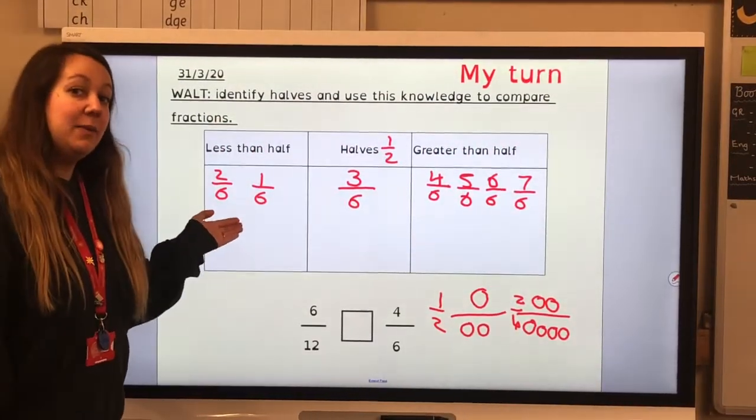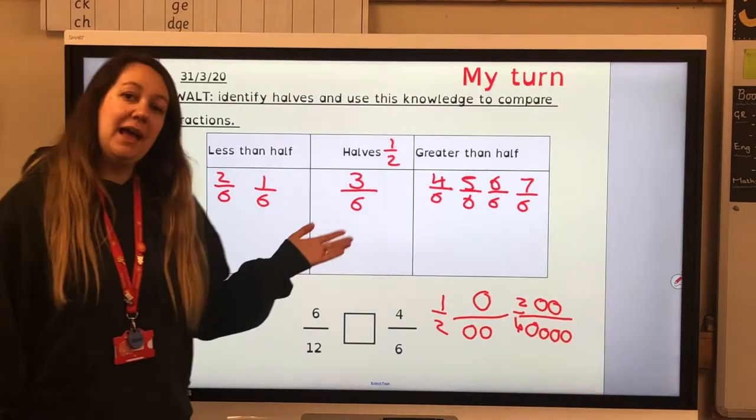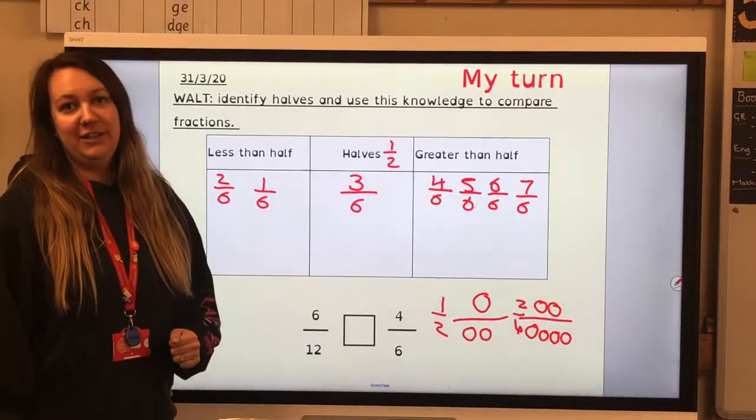For your work today, we would like you to have a go at drawing this table and have a go at filling it in with your own fractions.